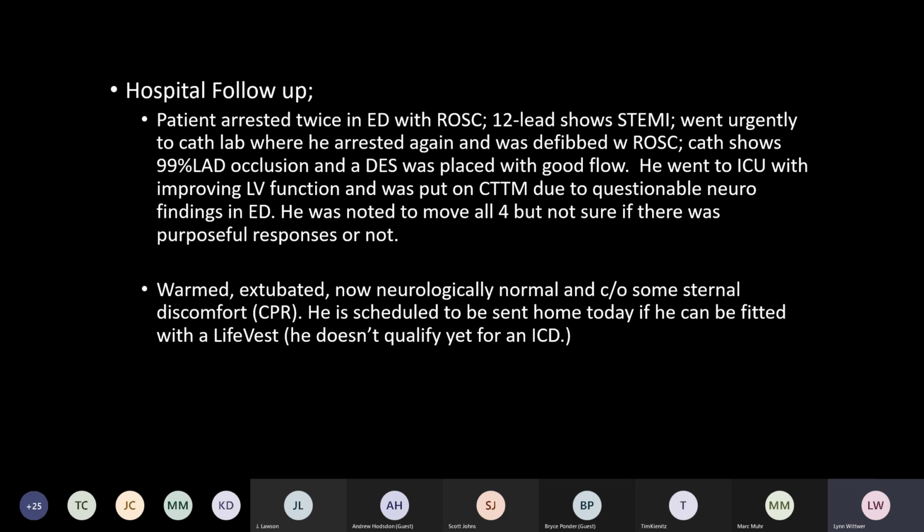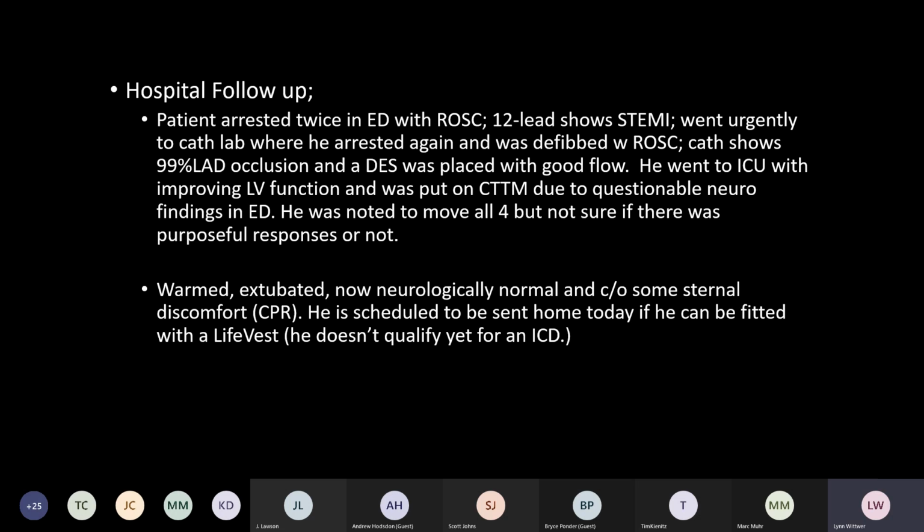The day after extubation, he was neurologically normal, complained of sternal discomfort from the CPR, more than likely, and he was sent home on day 4. Now, he actually could have gone home the day before, but they had to get him fitted for a LifeVest, one of the wearable defibrillators, because under the rules of engagement, he didn't qualify yet for an ICD, which is really what he needs.